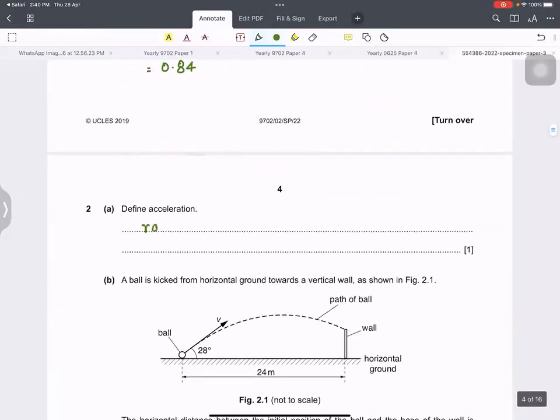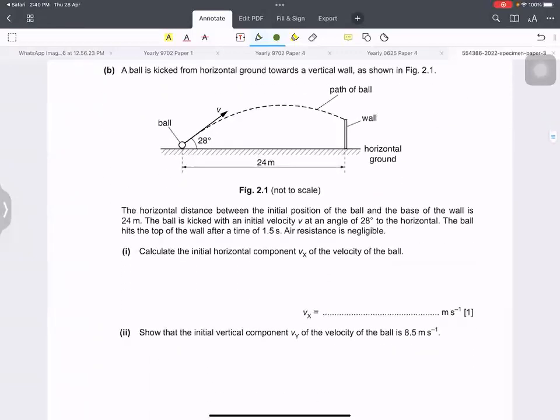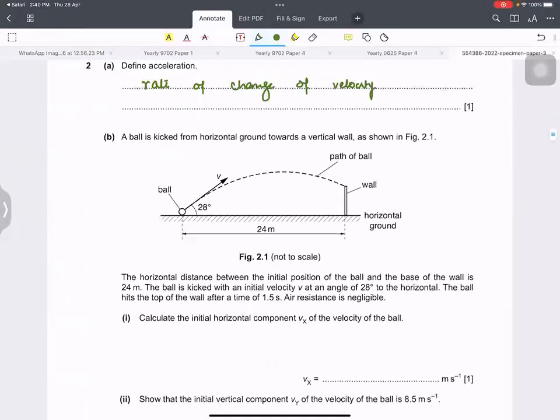Okay. Then define acceleration. Acceleration is the rate of change of velocity. Now, most of the students make the mistake of writing rate of change of velocity per unit time. So if you add per unit time, it means you're dividing it again by time, because rate of change already means dividing by time. Now, first of all, they say what is Vx? Vx is this. So Vx would be V cos 28.